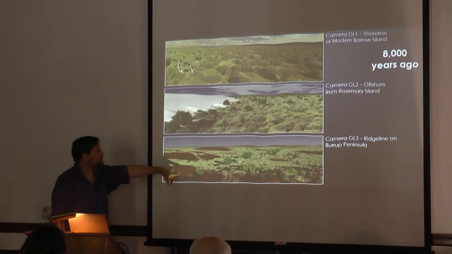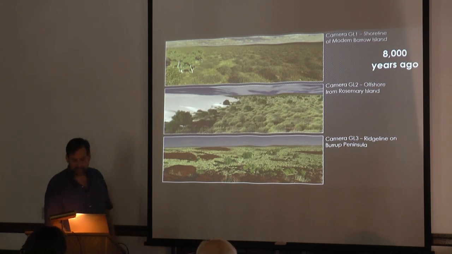Today there's a lot of dunes in Western Australia that are very similar to this. And when you get to the ridgeline of Burra Peninsula, it's starting to look a little bit more like it does today.